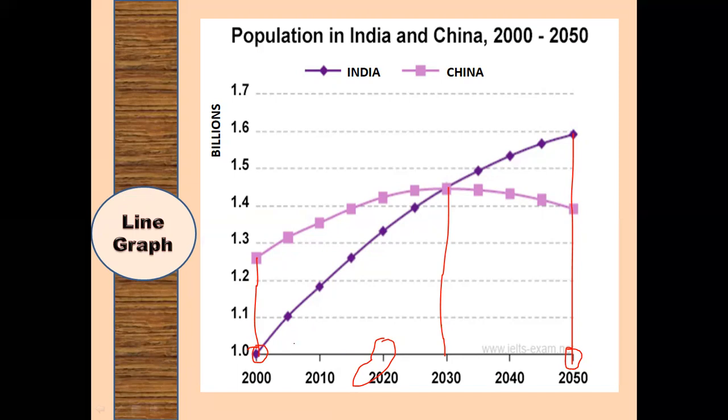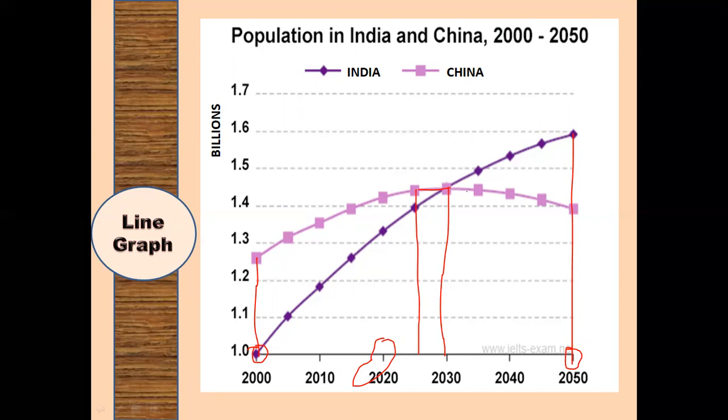You will see the line representing India's population is going upward. And what you analyze about China's population, it is going upward but very slowly. And then here it becomes constant. After this, you will find that it has come to the stagnant point. Means suppose in 2025 and 2030, China's population will remain the same.